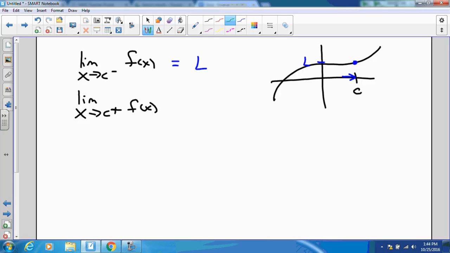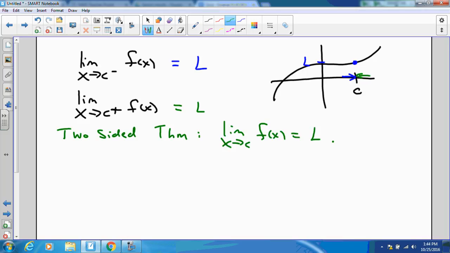And the same thing, we pronounce this the limit as x goes to c from the right. And for this particular function, it appears that both the limits from the left and the right are equal to L. And since the limits from the left and the right are both equal to L, then the two-sided theorem allows me to conclude that the limit as x goes to c of f of x is equal to L also. We call this the limit from both sides. Okay? So we were happy with this.